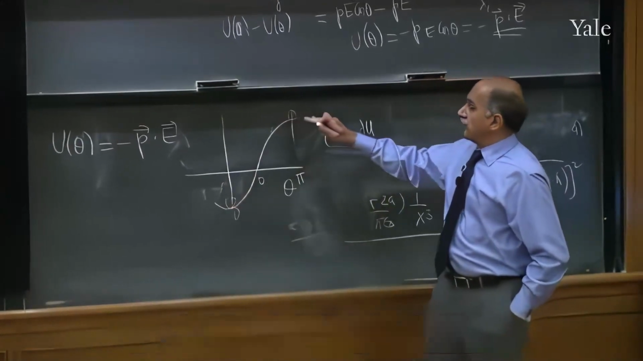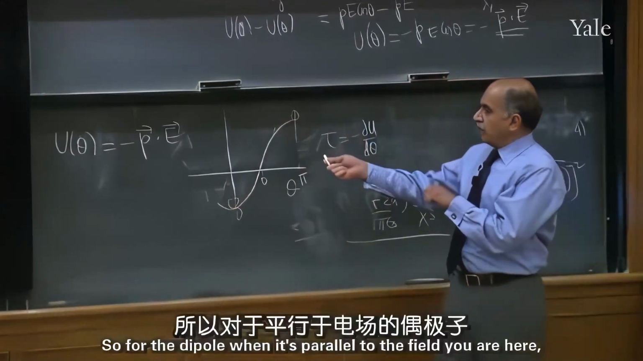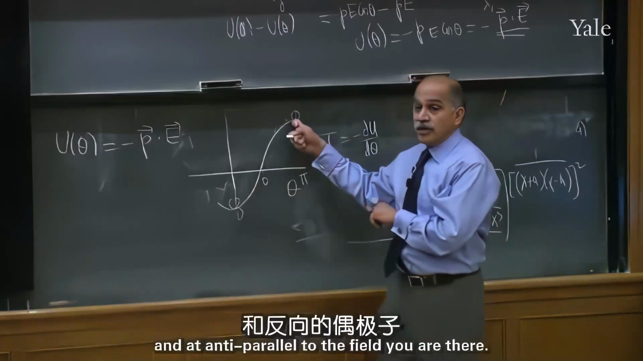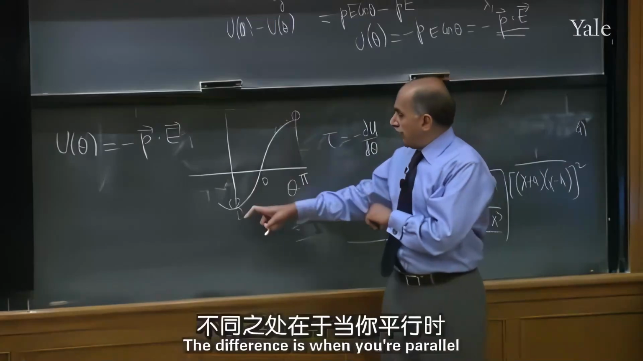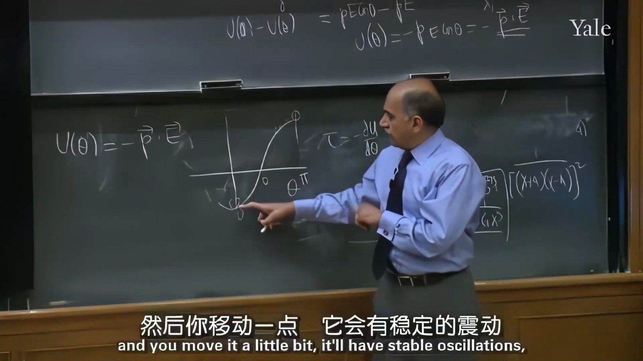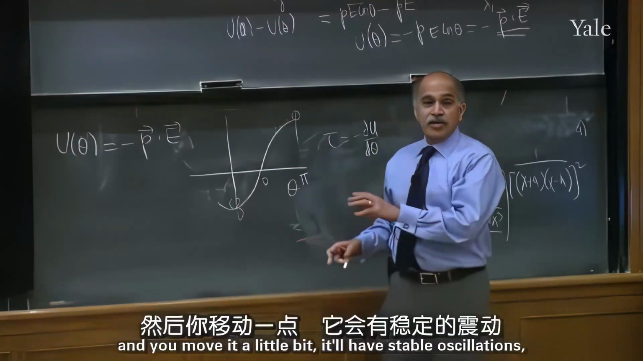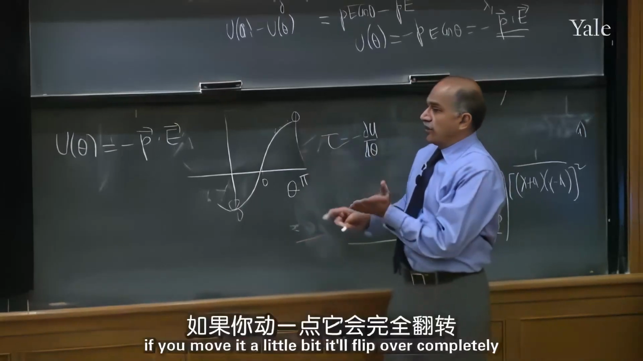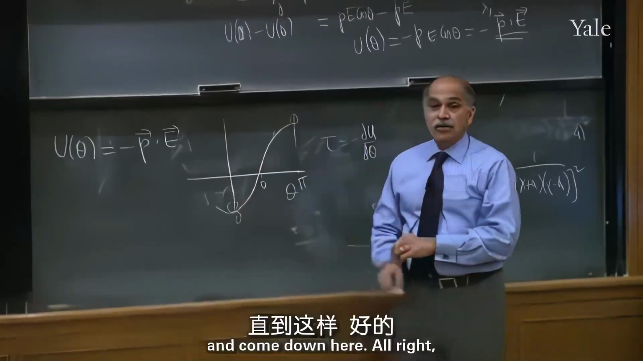That's unstable. So for the dipole, when it's parallel to the field, you are here. When you're anti-parallel to the field, you're there. The difference is when you're parallel and you move it a little bit, it'll have stable oscillations. Whereas if you're anti-parallel, if you move it a little bit, it'll flip over completely and come down here.